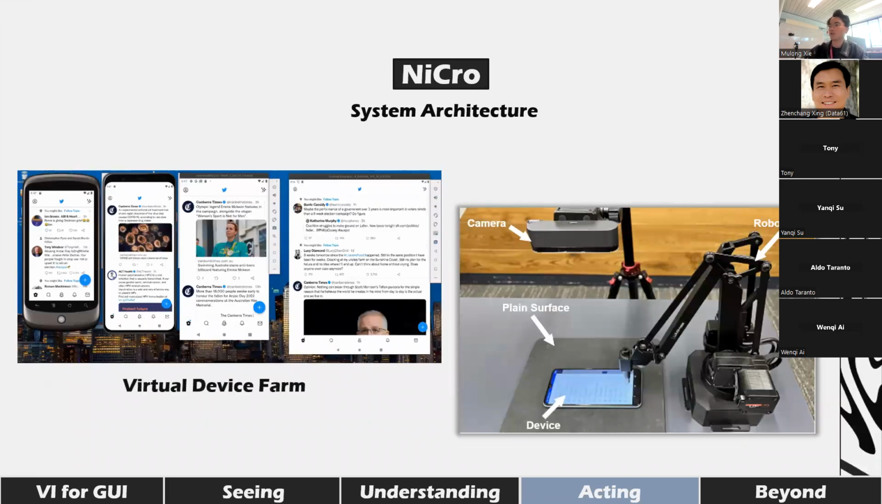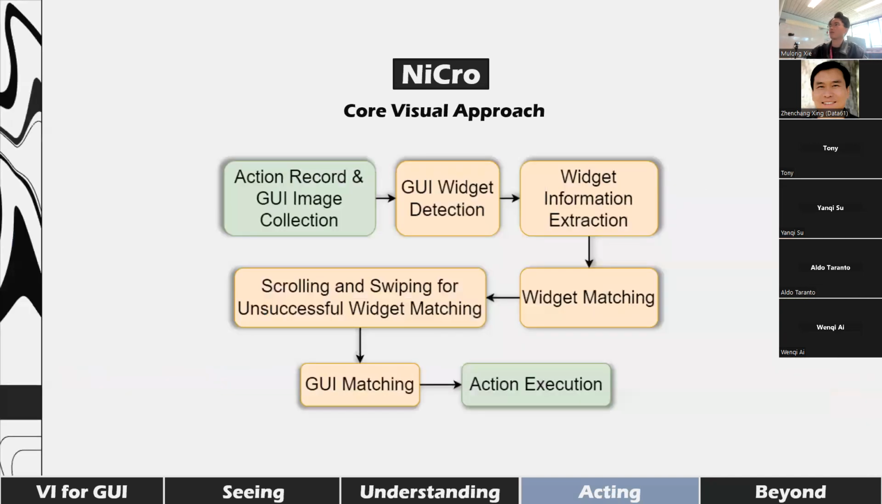So this is a virtual device farm, and this is a robotic system, and you can see it's quite clear to say it can support lots of different devices, right? And for the core algorithm here, we first record the action and also collect all of the GUI images from various devices. And the first thing we will do is just detect the widget or the element.